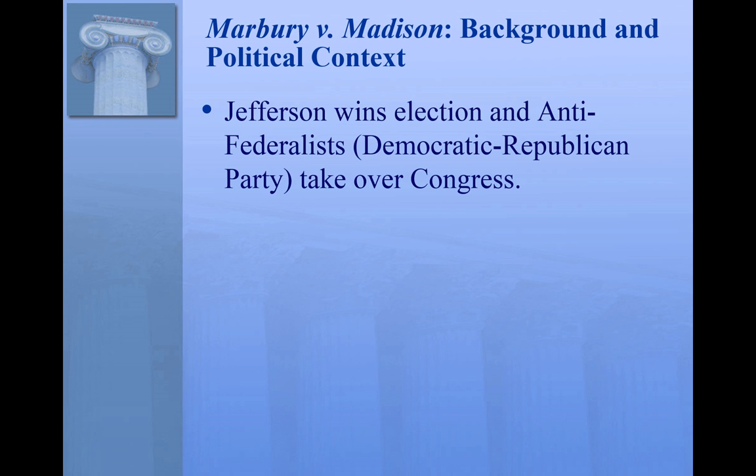So Thomas Jefferson wins the election of 1800, and his party, composed largely of anti-federalists, they were called the Democratic Republican Party, they take over Congress and they boot the Federalists out. So the Federalists have lost the White House, the presidency, the executive, and they've lost Congress.